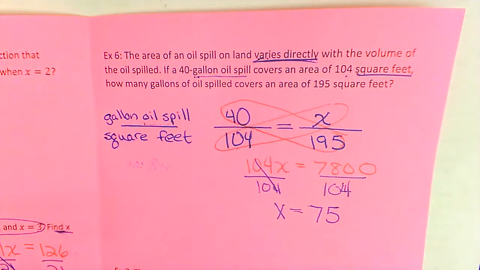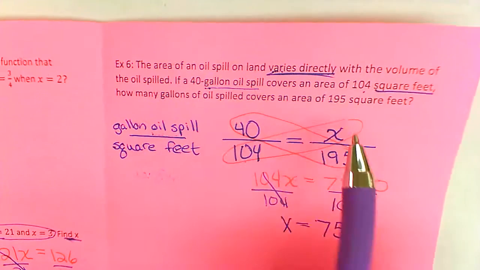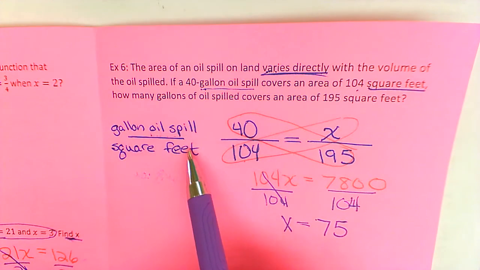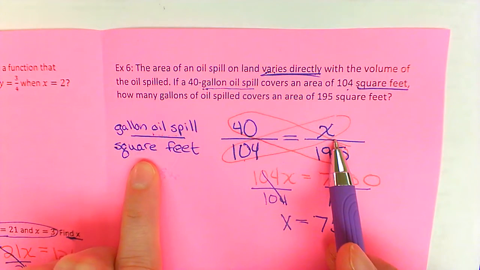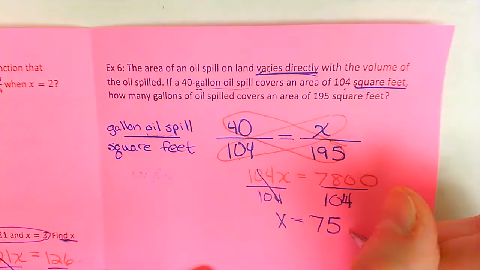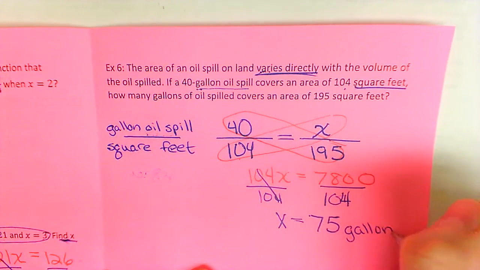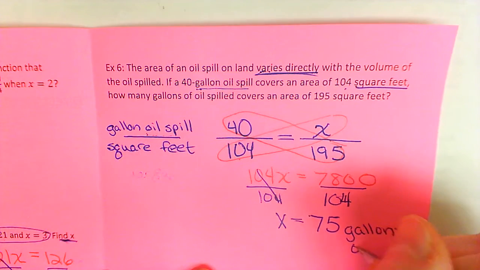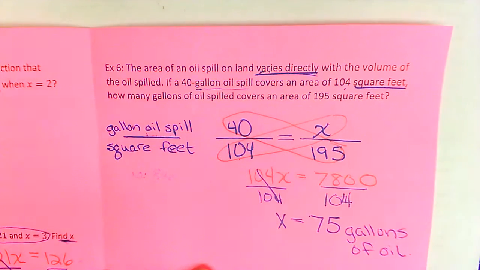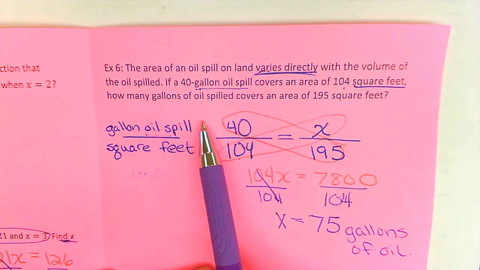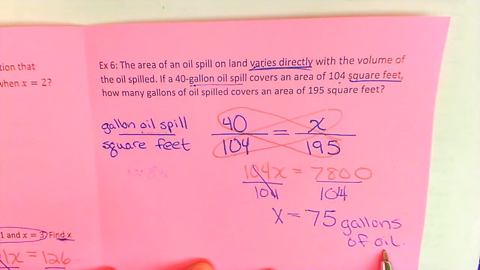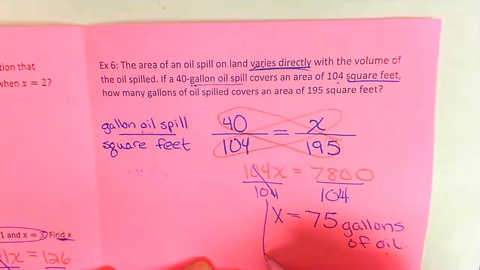Now this one was a word problem, so make sure that you're looking back at your answer choices to label this. The x was on the top, which was talking about the gallon oil spill. So this would be a 75 gallon of oil. And you can go back to the end of the question right here. It said how many gallons of oil spilled. That's why we have answered the question correctly.